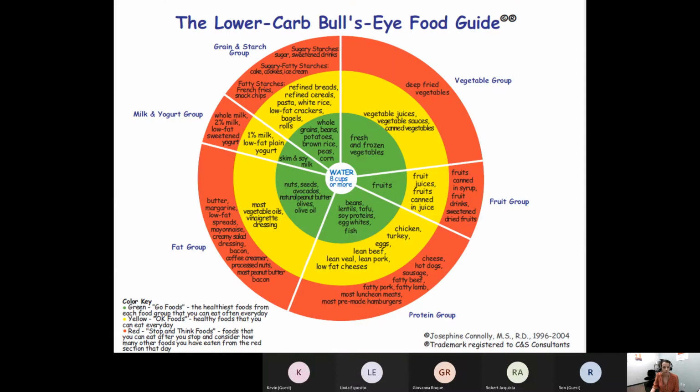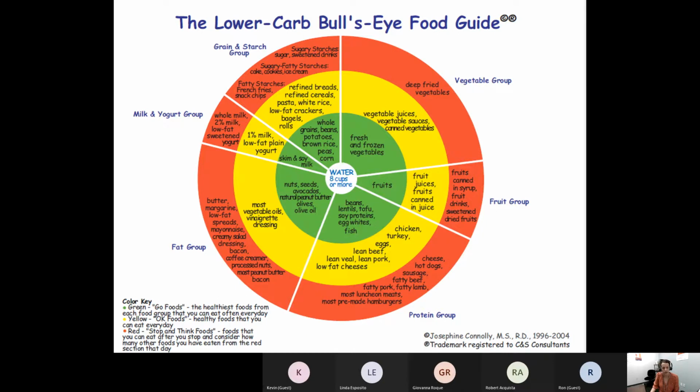This is an example of the low carb bullseye food guide. If you've been in a session with me, you might have seen this before. But basically, the way the pie is split up, it is mostly going to be fat and protein. Let me see, yeah, you guys can see my cursor. And then milk and yogurt has carb. But of course, we want you doing more skim and plant-based milks.